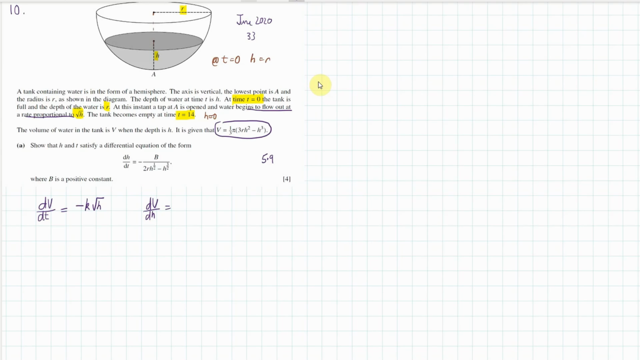But first, up here, I will just perhaps go V equals, and I'm just going to open up that bracket. So I should get pi R H squared minus 1/3 pi H cubed. Okay, so that's what I've just done there. Now, when I differentiate that, I should get 2 pi R H minus, and then that 3 times the 1/3 just becomes 1, so it'll be pi H squared.